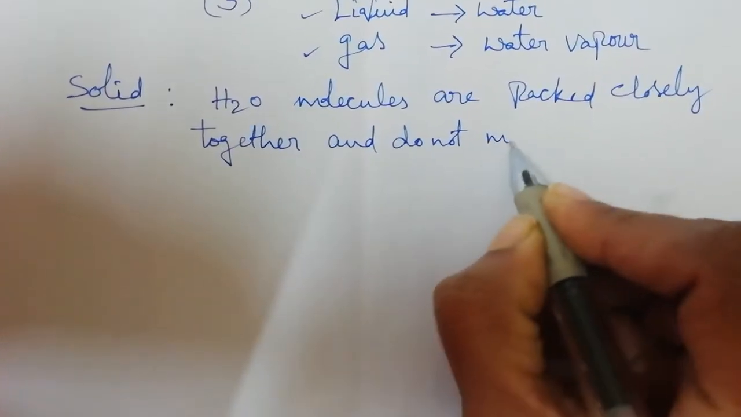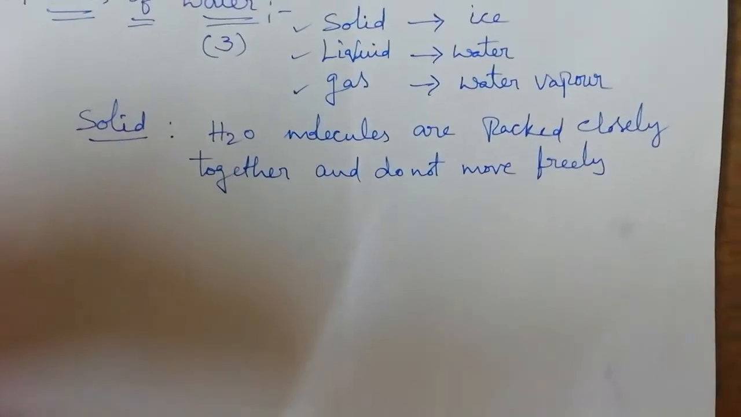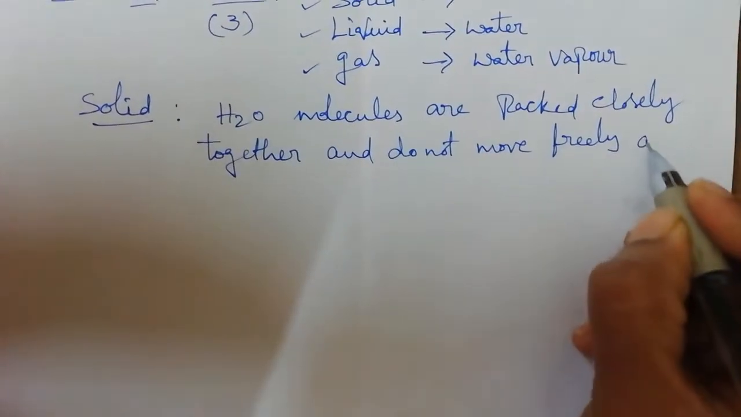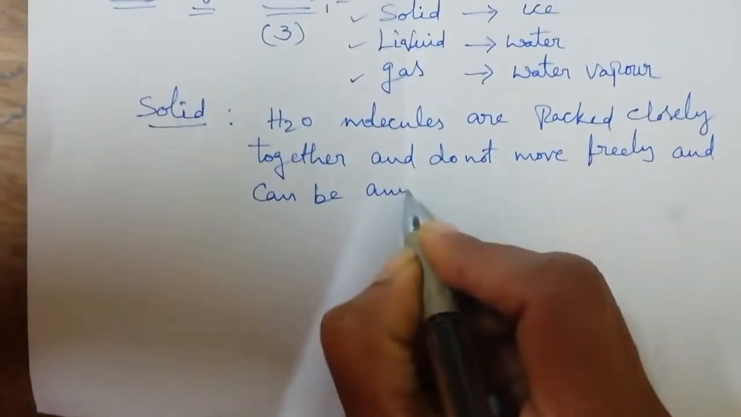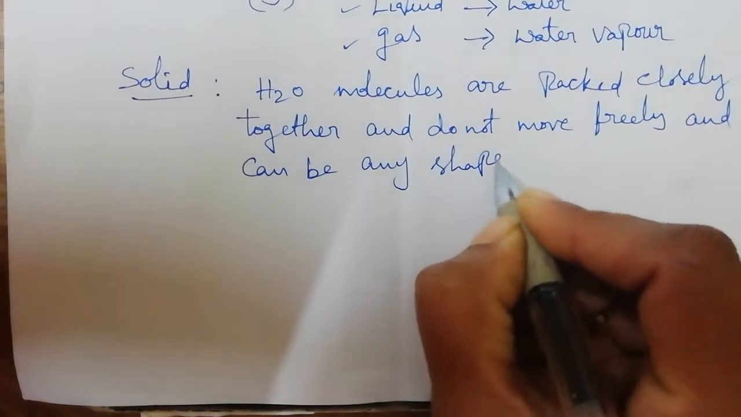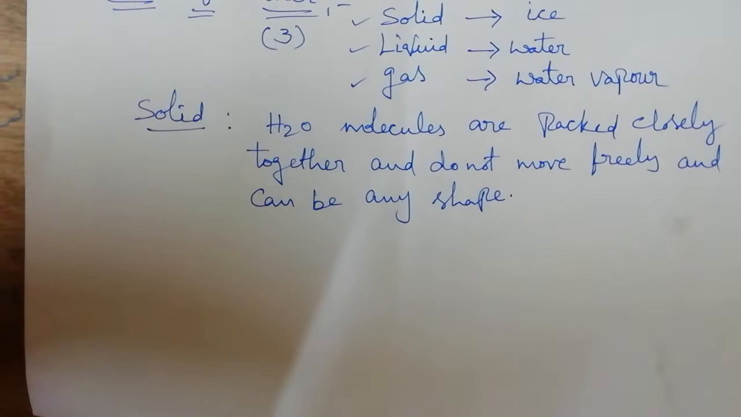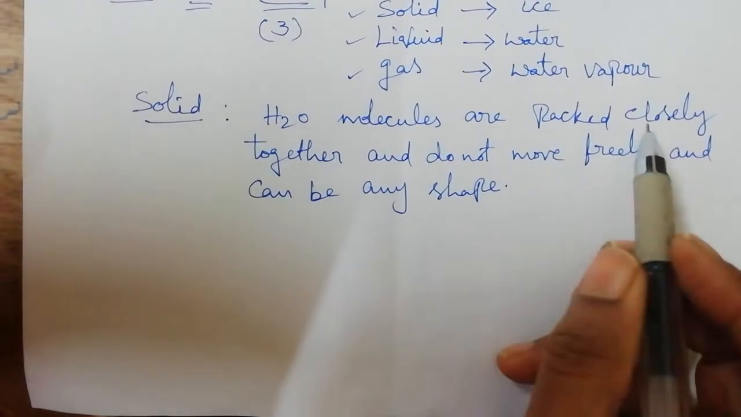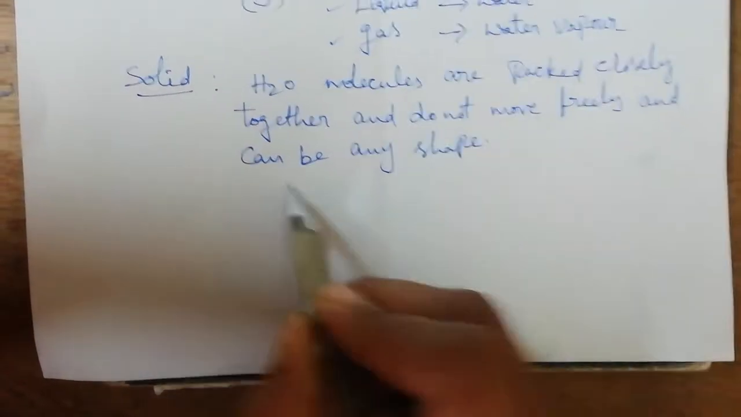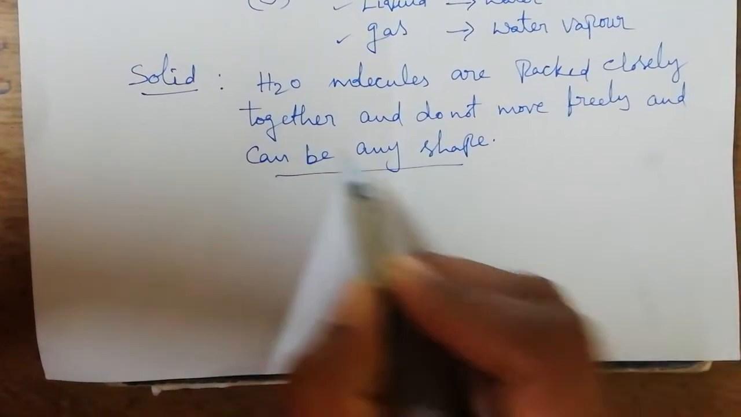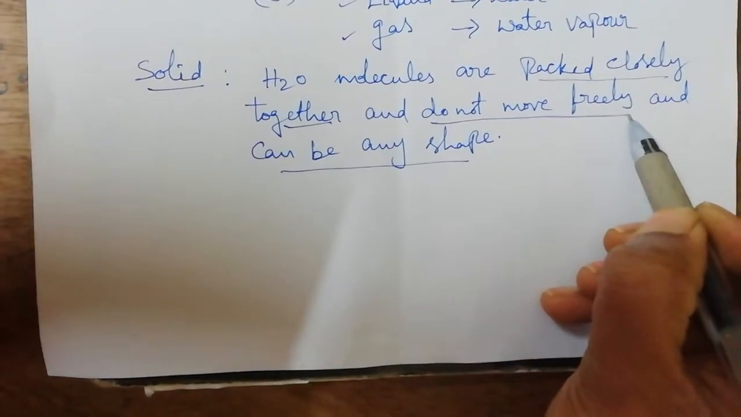And do not move freely, and can be any shape. So this is the solid phase. In the solid phase, H2O molecules are packed closely together. This is the first point: packed closely together, and do not move freely and can be any shape. These are the main points.